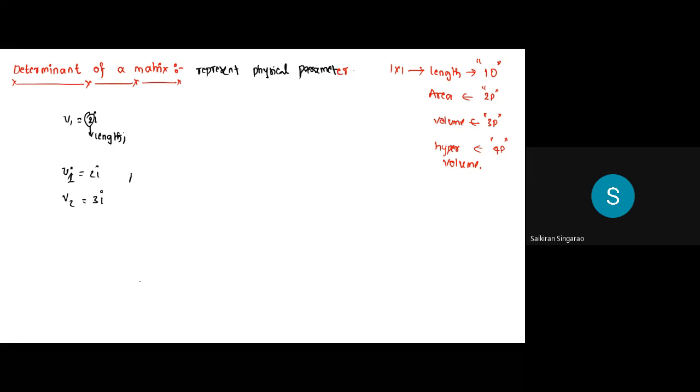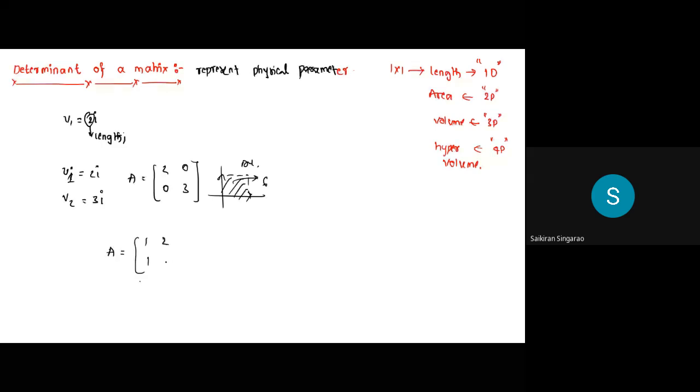So how will I show it in the matrix A form? Say 2 0 0 3, right? Now this will show area, as I just told you. This area will be 6. Now just imagine I have taken another matrix which is like this: 1 1 2 2.